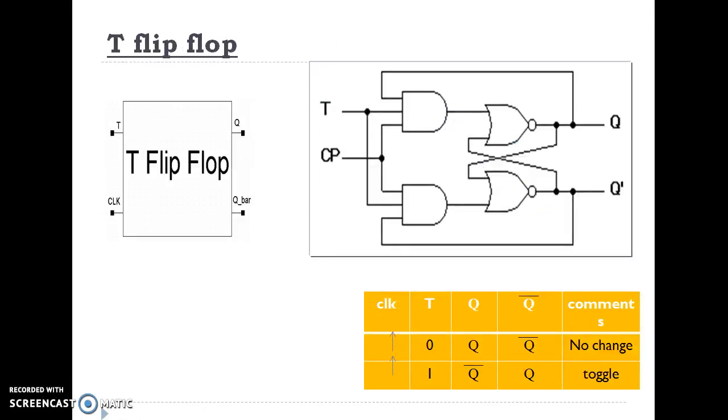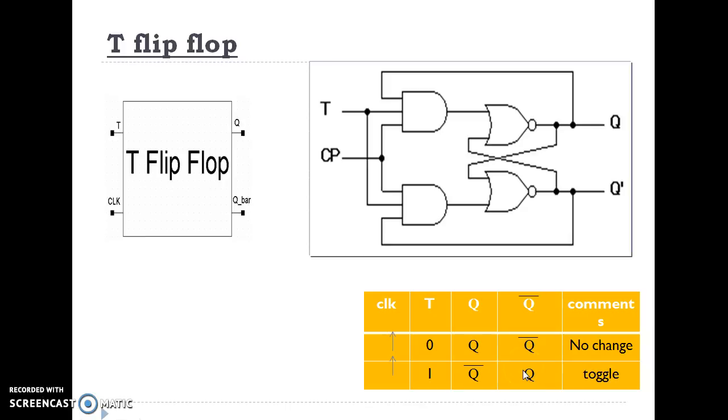For the T flip-flop, we can construct a T flip-flop by shorting the J and K terminals. We get the T flip-flop. T stands for toggle. When T is equal to 0, the next state is the same as the present state. When T is equal to 1, the output toggles.